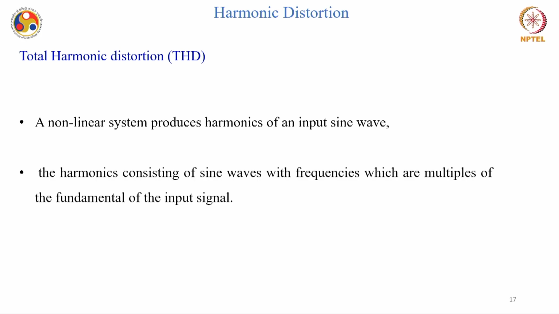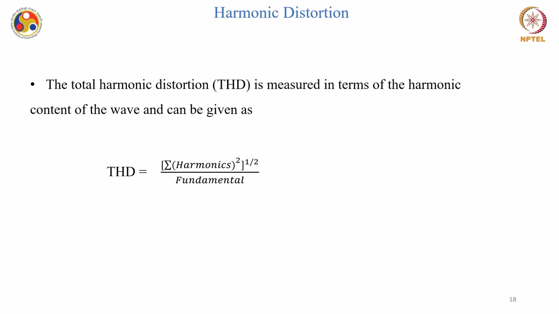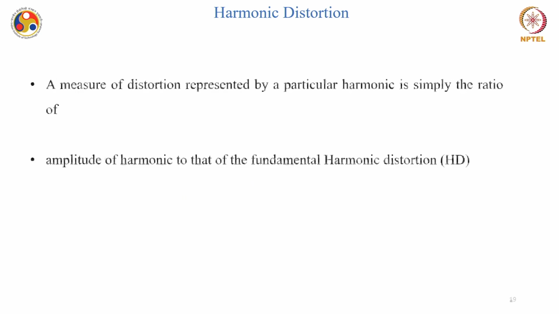So, collectively all these harmonics can be called total harmonic. If I say total harmonic distortion, it can be produced by any nonlinear system, any electronic circuit that is used in the data acquisition system. The harmonics consist of sine waves with frequencies which are multiples of the fundamental of the input signals. The total harmonic distortion, THD, is measured in terms of harmonic content of the wave and can be given as the square root of the summation of harmonics squared, divided by the fundamental signal.